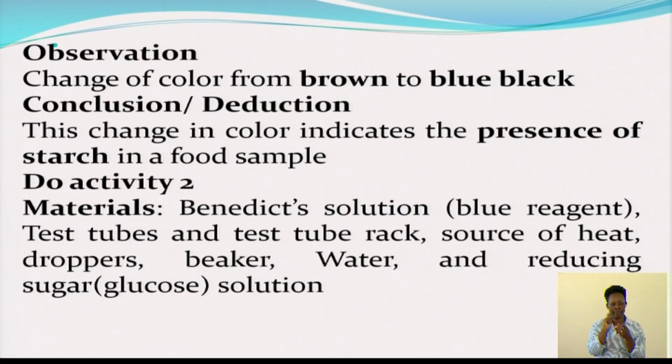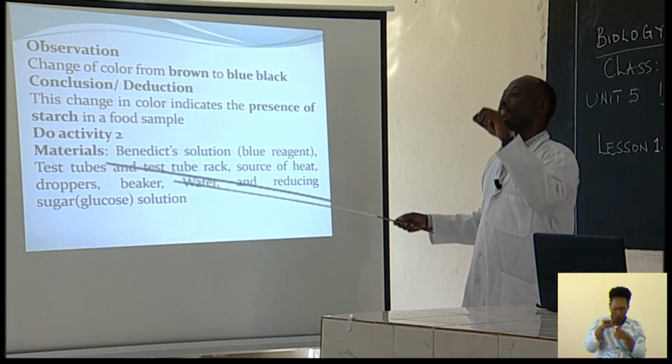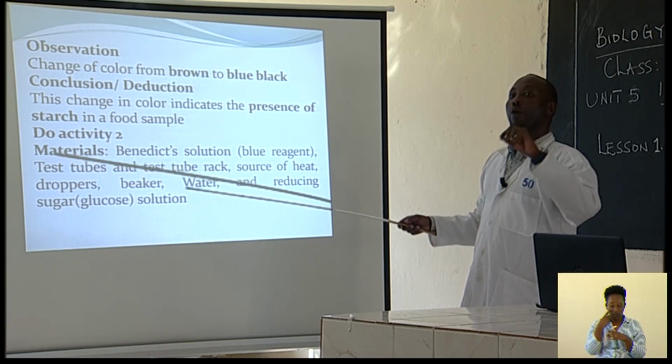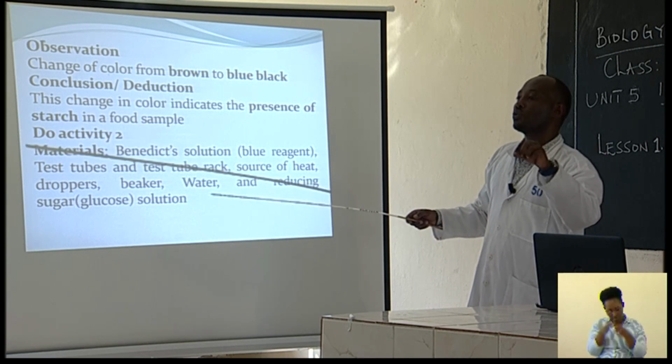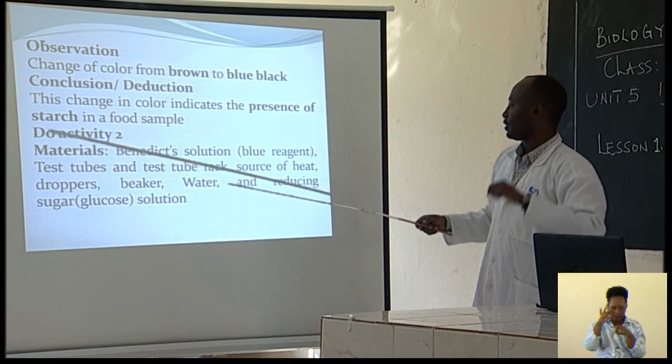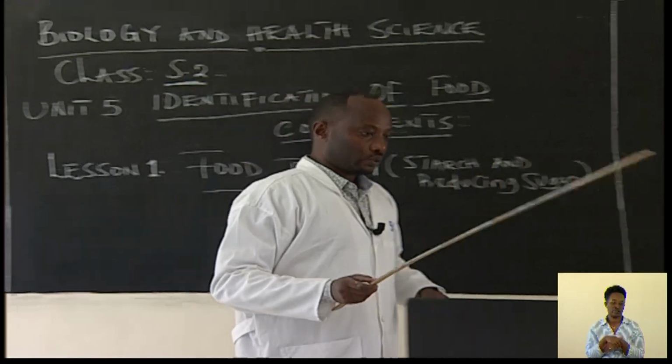I told you I've used the biscuits. I crushed the biscuits, then I'm going to test whether the biscuits contain reducing sugars. If they contain reducing sugars, we're going to make a deduction and a conclusion that, sure, we eat biscuits, but biscuits contain what you call reducing sugars. And that's what we're going to go through.